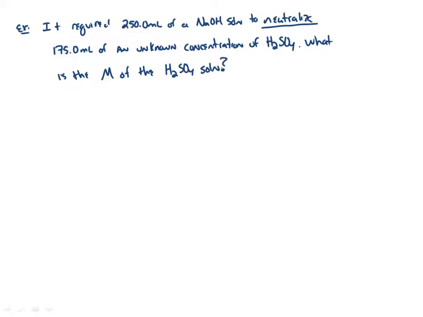Now, instead of using NaOH and H2SO4, this question could be something like, it required 250 milliliters of a sodium hydroxide solution to neutralize 175 milliliters of an unknown concentration of orange juice. In which case, we could figure out how acidic the orange juice is.